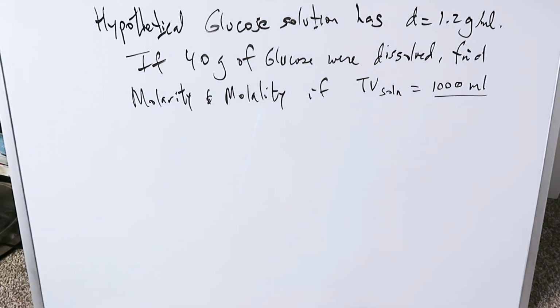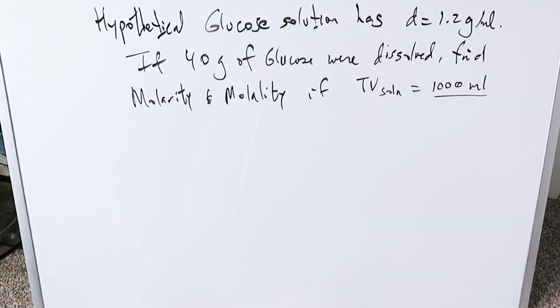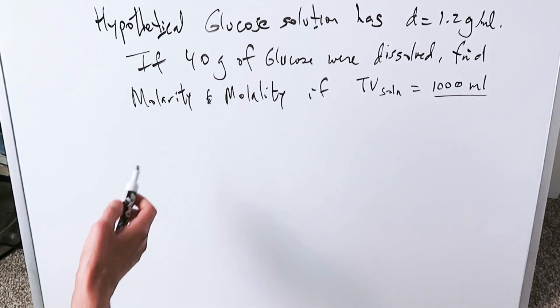We are examining the difference between molarity and molality by means of this question. We have a hypothetical glucose solution which has a density of 1.2 grams per milliliter. If 40 grams of glucose were dissolved to generate that solution, we have to find the molarity and molality if the total volume of that solution was equal to 1000 milliliters. How do you go about doing this?